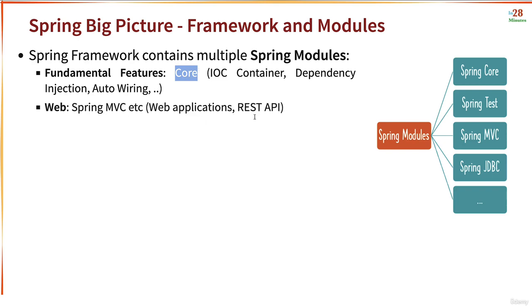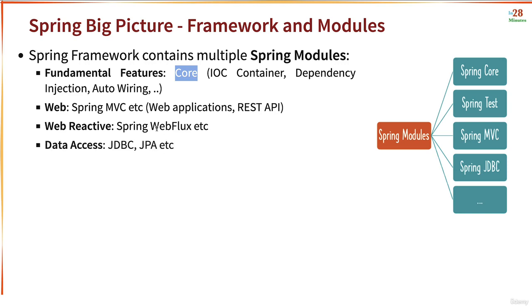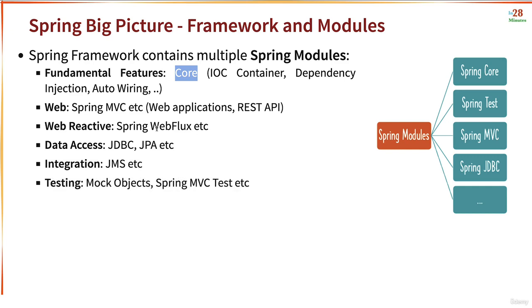If you want to build a web application or a REST API, you can make use of Spring MVC. If you want to build a reactive application, you can make use of a module like Spring WebFlux. If you want to access data from a database, you can make use of Spring JDBC. If you want to integrate with other applications, you can make use of Spring JMS. And if you want to write unit tests, you can make use of the Spring Test module. So Spring Framework contains a number of different modules. Depending on the type of application you're going to build, you can make use of any of these Spring modules.